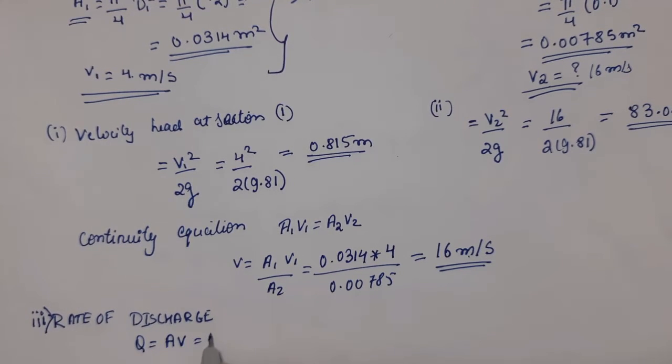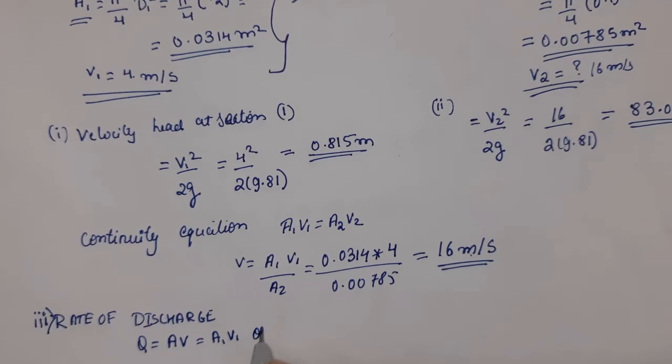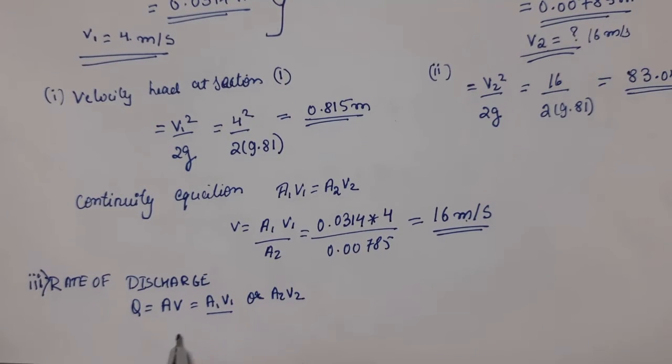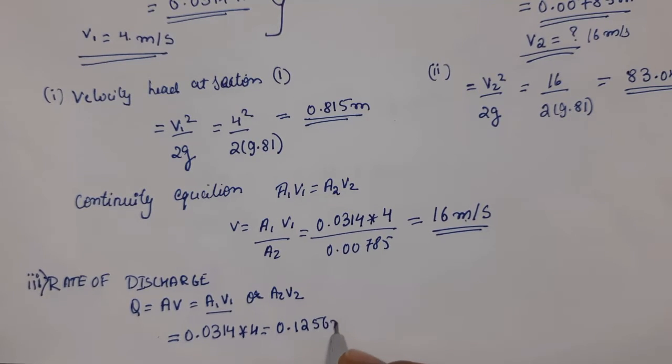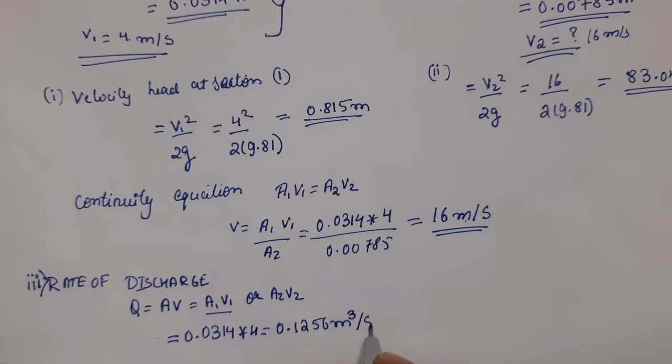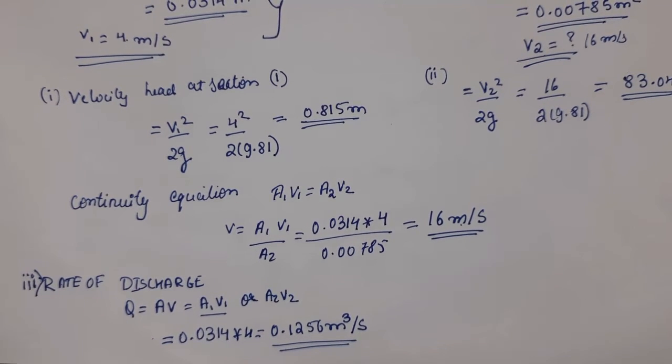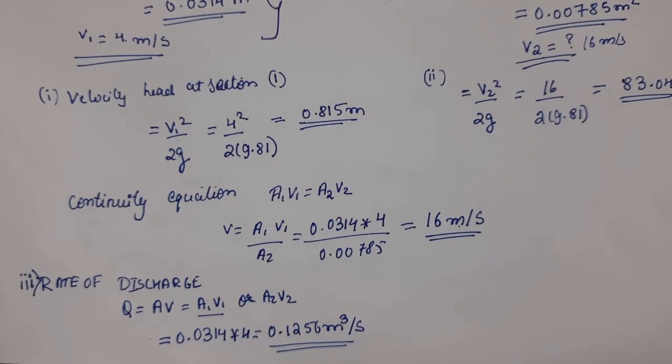So it can be anything. It can be A1 V1 or A2 into V2. So let us take this A1 V1. So what we get here is 0.0314 into 4. So that will be equal to 0.1256 meter cube per second. So this is the value that you got here.